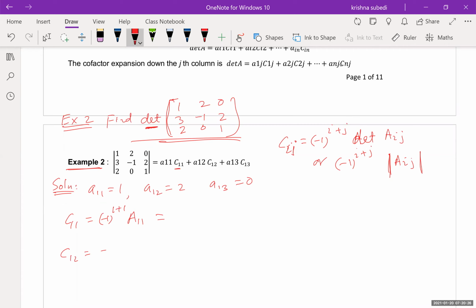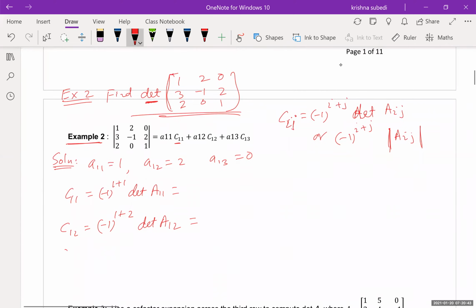C12 is negative 1 power 1 plus 2 determinant of A12. C13 is negative 1 power 1 plus 3 determinant of A13. Now let us find what is A11.